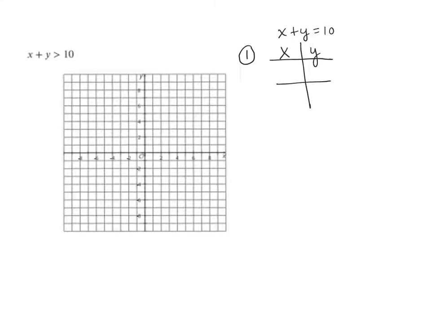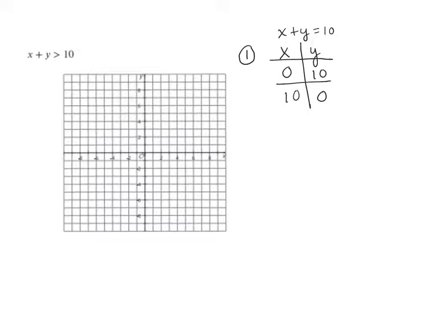Okay, so my y-intercept is where x is 0. My x-intercept is where y is 0. So if I plug this in, it's really easy. In this case, I get (0, 10) and (10, 0). Different equations will give you different things, so you've got to plug it in and solve for it. This is just a pretty easy one to do in my head.